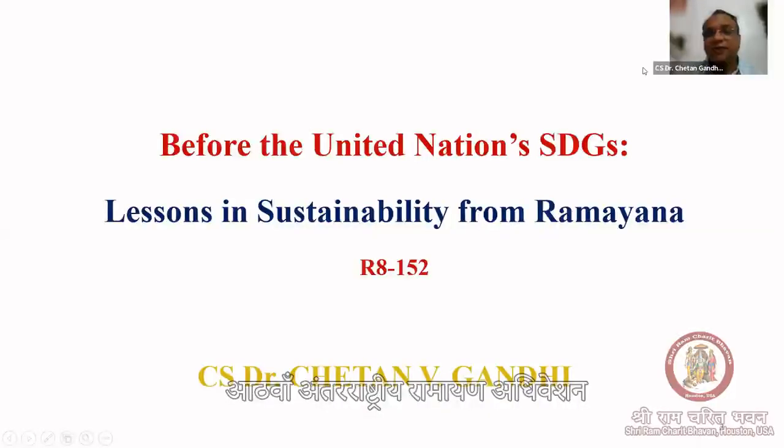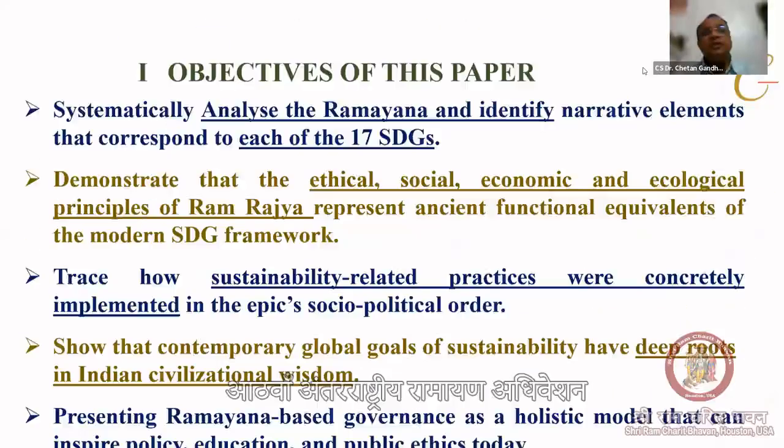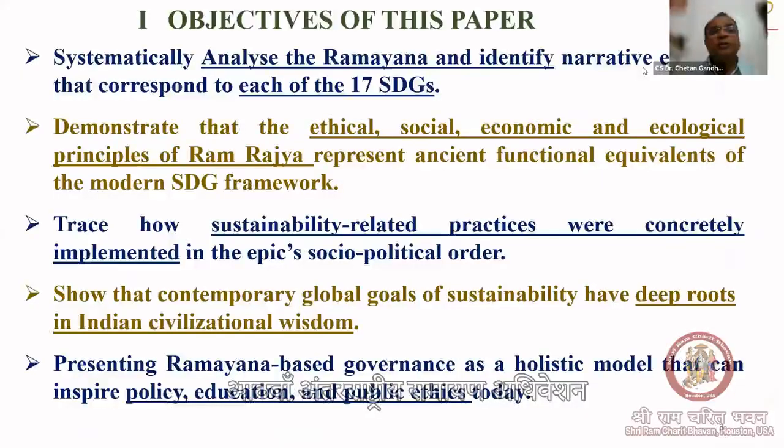My code is R8152. Starting with this, the objective of this paper is primarily to systematically analyze Ramayana and identify narrative elements which correspond with the 17 SDGs. There are 17 Sustainable Development Goals. Then it is to demonstrate that the ethical, social, economic, and ecological principles of Ram Rajya are very much similar to the SDG framework, and trace how these sustainability-related practices were concretely implemented in our epic era also.